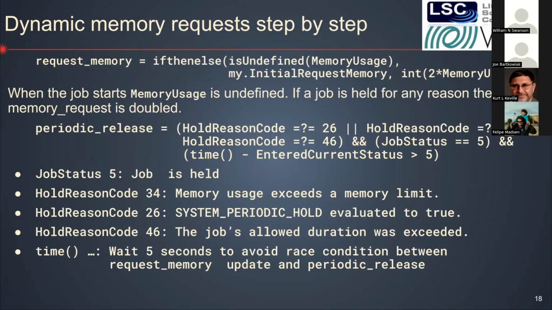Oh, I forgot I had this slide where I went through all of the details I just said. But anyway, 34 is memory usage exceeded. If the job goes on periodic hold, we can release it. And if the job's duration is exceeded, then the periodic remove should take over.